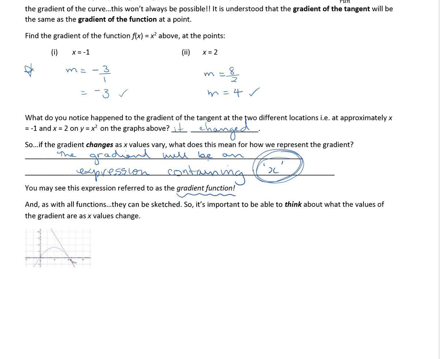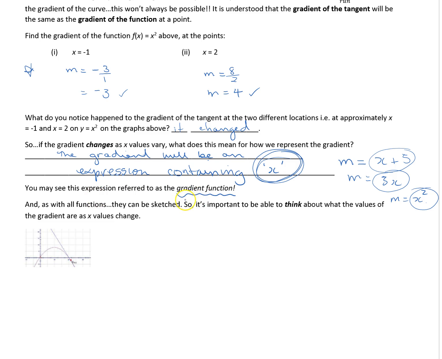So the gradient is no longer a constant number. The gradient may be expressed, or must be expressed, involving an x. So we may now see things like the gradient is equal to x plus 5, or the gradient is equal to 3x, or that the gradient is equal to x squared. Now, we've got names for these. We call these things functions. That's a function in x, that's a function in x, and that's a function in x.